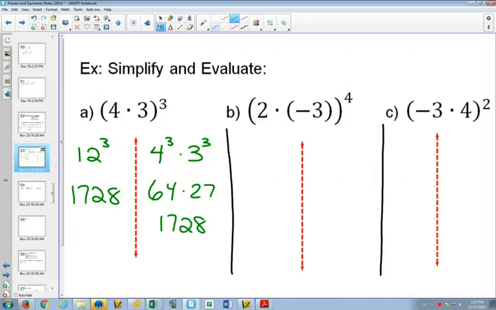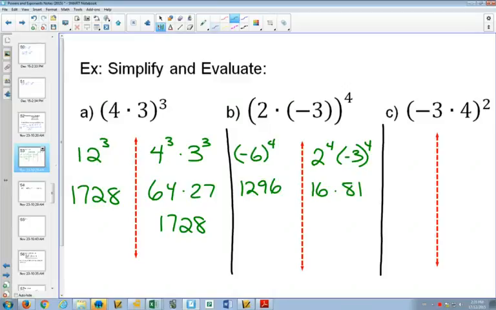So this one, if you do these 2 first, you would get -6 to the power 4. Or if you use the new rule, you would get 2 to the 4 and -3 to the 4. Okay, you're catching up? So if we type this into our calculator, this one is 1,296, and 2 to the power 4 is 16, and negative 3 to the power 4 is positive 81. And if we type 16 times 81 into our calculator, we also get 1,296.